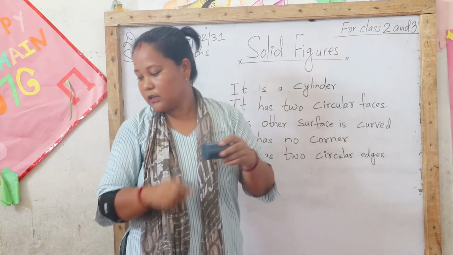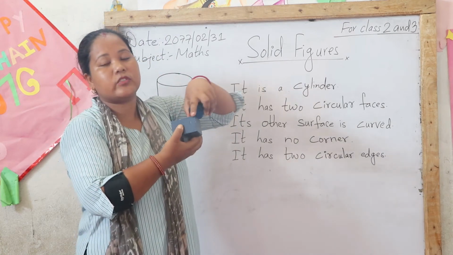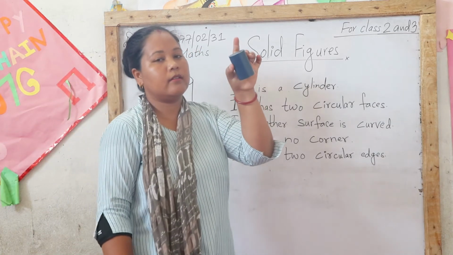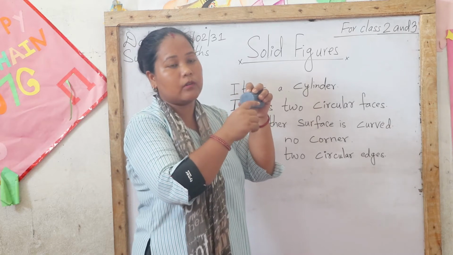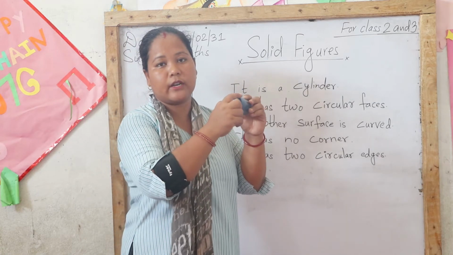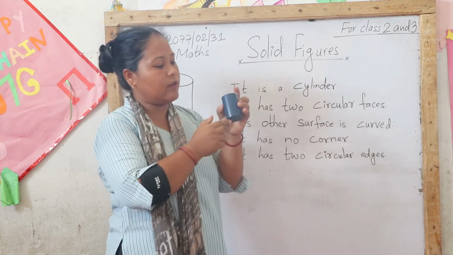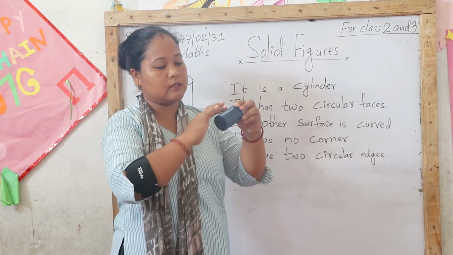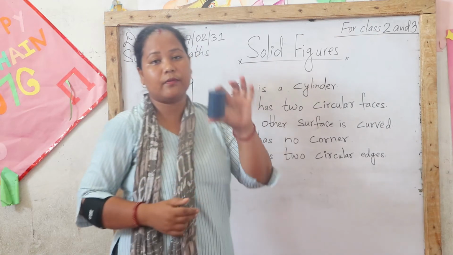Okay, in cube and cuboid, the edges are straight. Okay, straight edges, but in cylinder the edges are in round shape. So it has two circular edges. The cylinder has two circular edges, two circular faces, and one curved surface. Okay, these are the properties of cylinder.